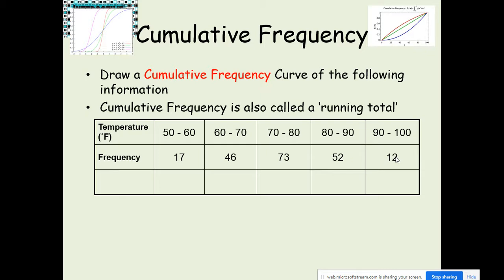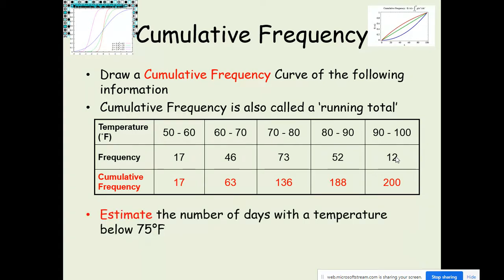So the cumulative frequency is a running total. For instance, if the first one is 17, the next one will be 63 because I've added 17 plus 46. The next one is going to be 136 because I'm going to add all the previous three frequencies. For the fourth cumulative frequency, it is 188 because I'm going to add all the previous four frequencies, 17 plus 46 plus 73 plus 52. And then finally, the cumulative frequency will be 200 because I've added all five frequencies now. Fairly straightforward, right? So that's how you work out cumulative frequency.